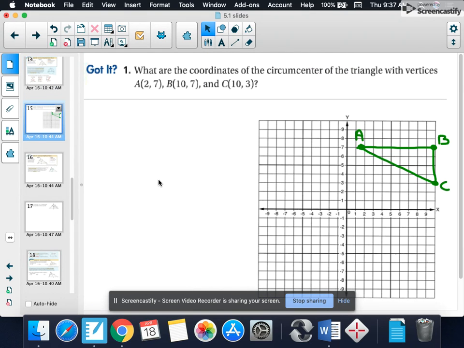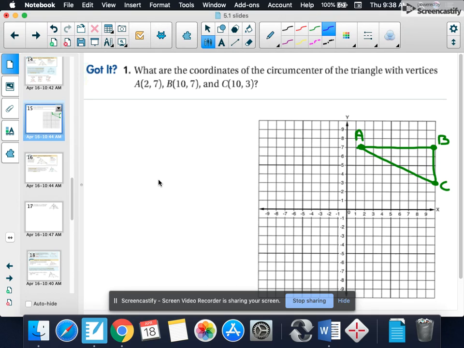Our first example says, what are the coordinates of the circumcenter of the triangle with vertices (2, 7), (10, 7), and (10, 3)? I have those plotted. What we're going to do is find the intersection of two of the perpendicular bisectors. Our easiest lines to get perpendicular are AB and BC. First we have to find the bisector, which is going to be the midpoint of those two points, and then the perpendicular would be the opposite reciprocal slope.